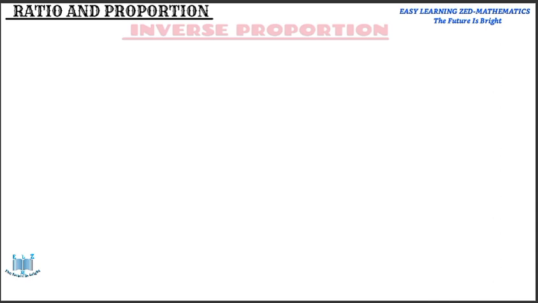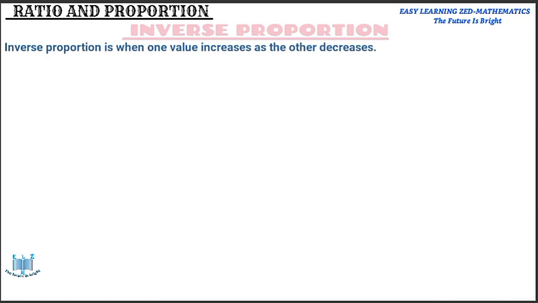So in this video, we're going to describe what inverse proportion is. Inverse proportion is when one value increases, the other value decreases. It's more or less like a seesaw thing. When one side goes down, the other side goes up. That is inverse proportion. To understand more, I'm going to use this scenario.